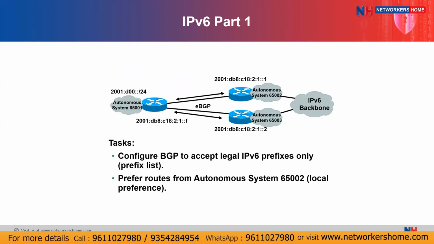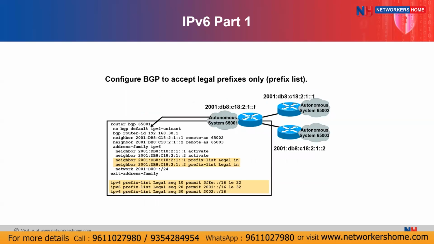Here what we require is to configure BGP to accept legal IPv6 prefixes only, a prefix list, and prefer routes from autonomous system 65000 with local preference. Local preference we want to apply. These are the options you have. We have formed the BGP neighborship, we have done the activation command, and prefixes legal, which information you want to receive. And then we have the IPv6 prefix list legal, we have given the name, sequence 10, permit, sequence 20, less than or equal to 32.